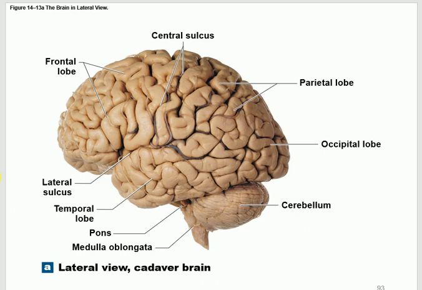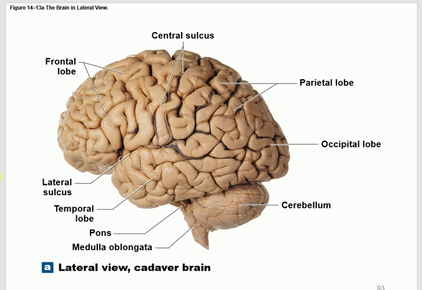So what is this lobe in front here? Frontal lobe. And what's the lobe behind it? Parietal lobe. And how about this one in the back? Occipital. What's separating parietal from occipital right here? Parieto-occipital sulcus. Last one here is the lateral sulcus, separating this temporal lobe from the frontal lobe.